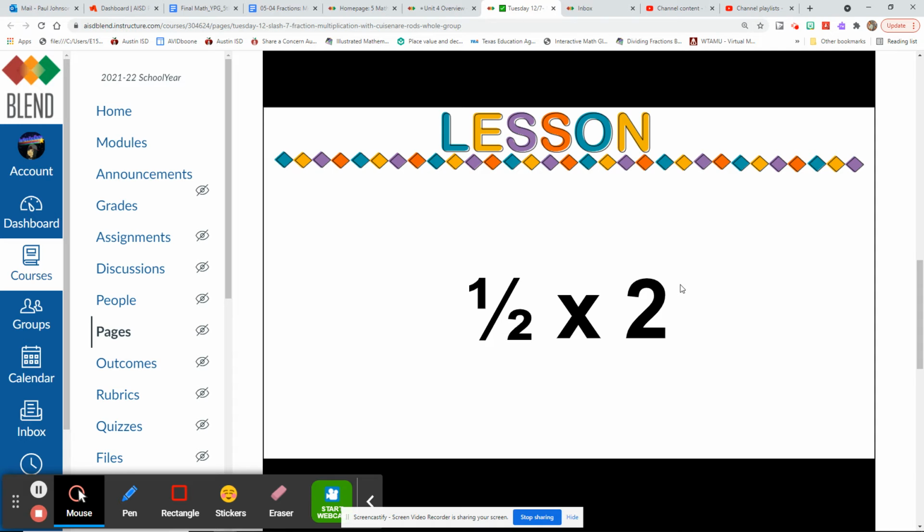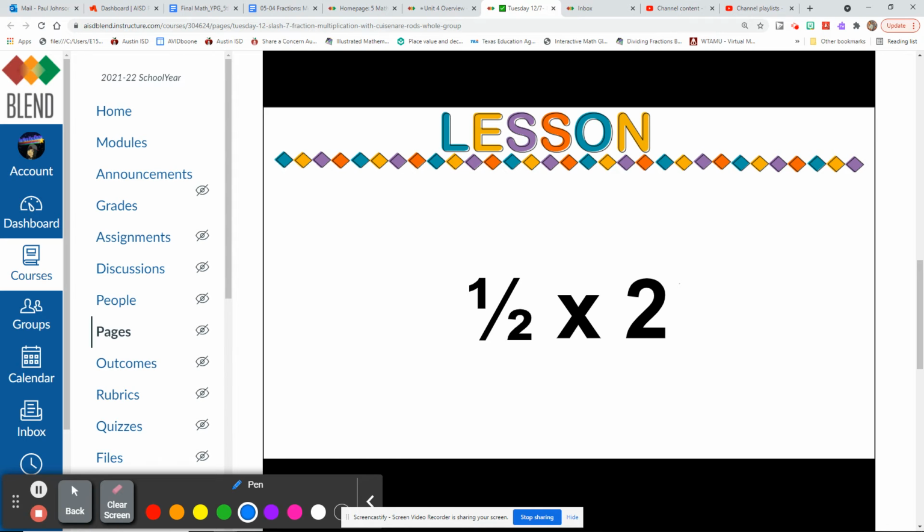All right. So 1/2 times 2. This one is kind of easier than the one that we just did, to be honest. So think about 1/2 times 2. Think about it as a picture, and then see if you can do the algorithm. Remember, you're going to have to turn that whole number into a fraction by putting a 1 as the denominator.